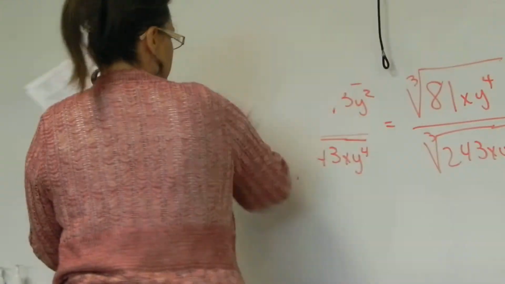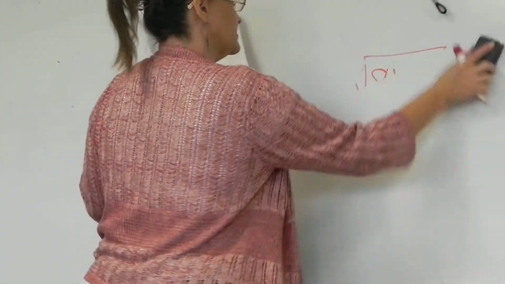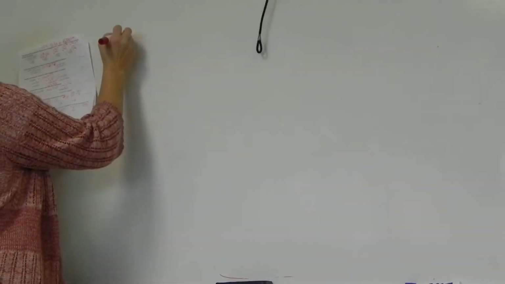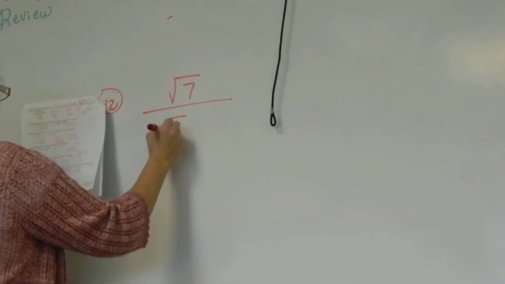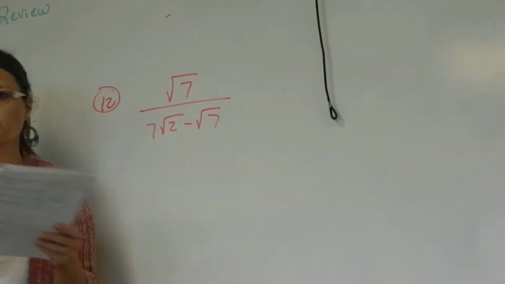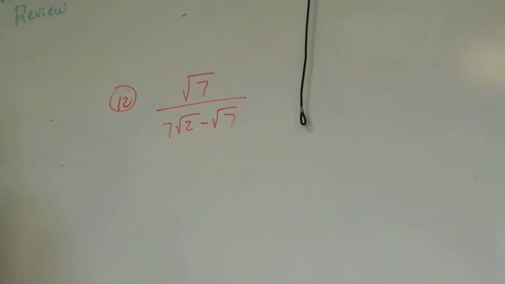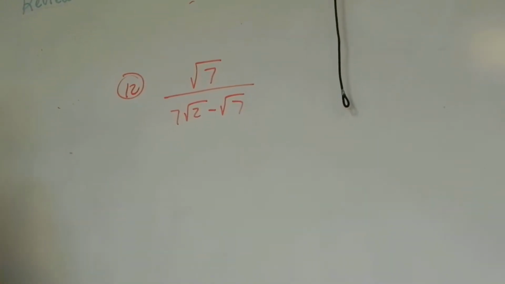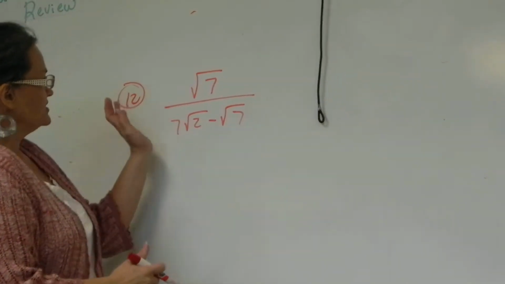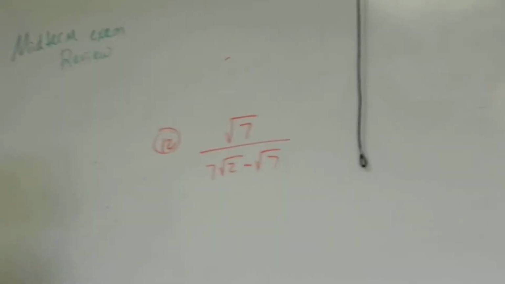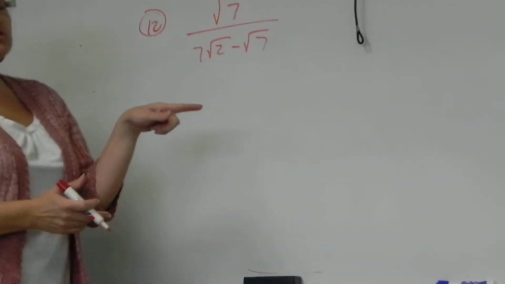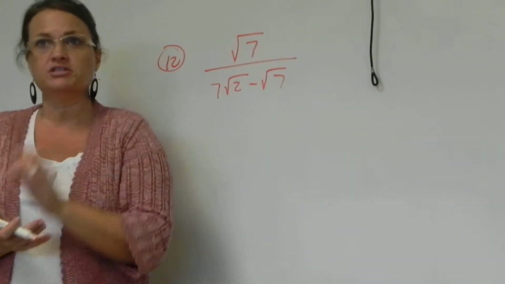Okay, let's try to do one more of this type. Number 12. This would actually be the end of the chapter R stuff. When you get to number 13, 13 starts chapter 1. Okay, so number 12, you have radicals in the denominator. So I want to rationalize that. Just like I said on number 11, you cannot leave a radical in the denominator.